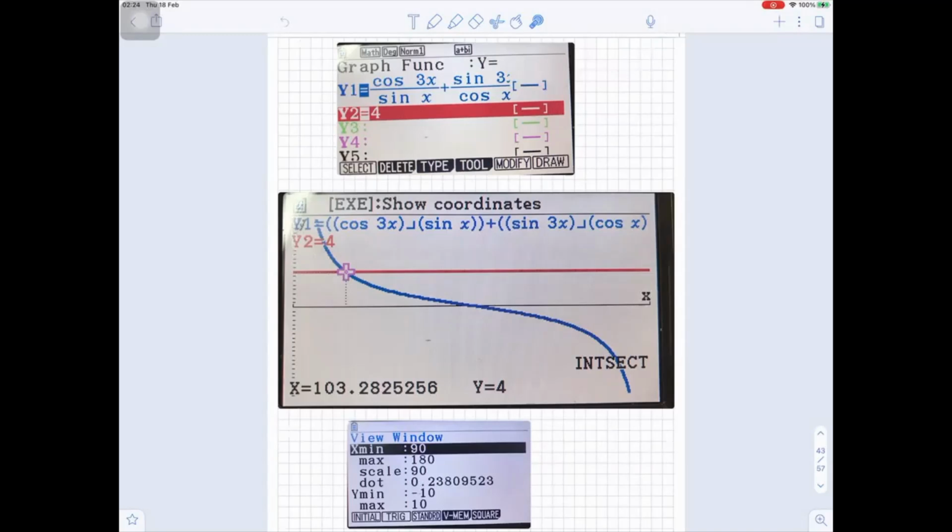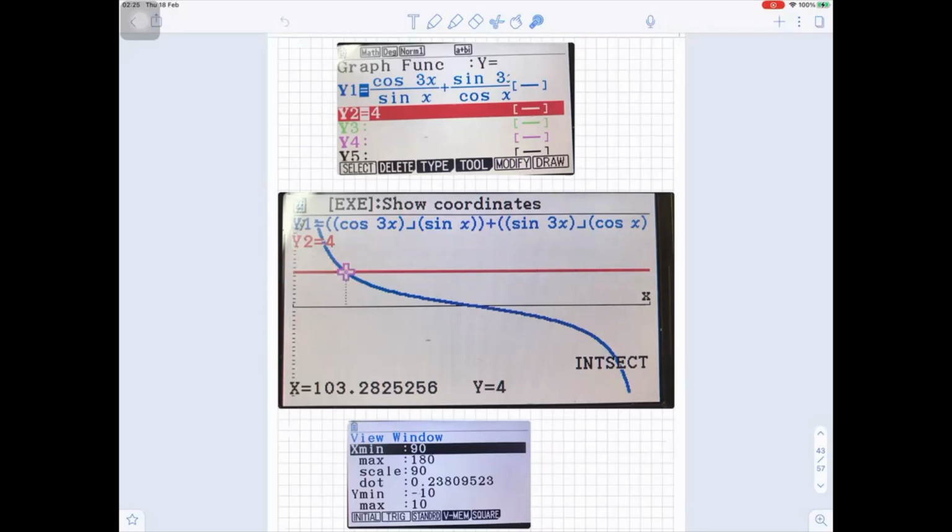And you put y equals 4, the right-hand side. So you've got the left-hand side for the first graph, the right-hand side for the second graph. And you want to find where they meet. In the graphics calculator, the right-hand side is the red line, y equals 4. The left-hand side is the blue curve. They meet at this point there.